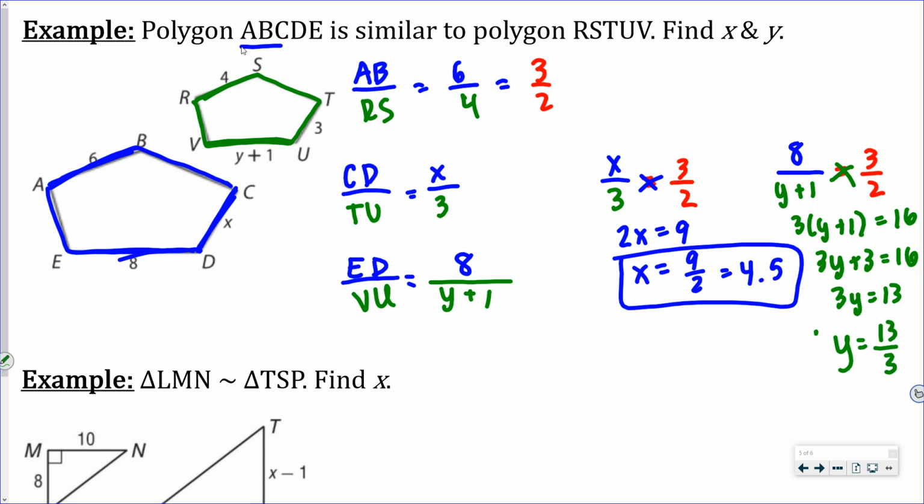13/3 is a repeating decimal, so that one we should keep as a fraction. If it's a decimal that isn't perfectly ending, like 4.5, I guess is the best way to describe that, we want to leave our answer exact. Okay, good stuff. Any questions on that one?